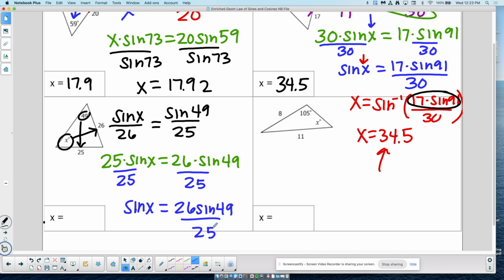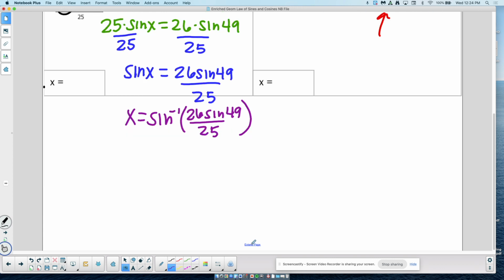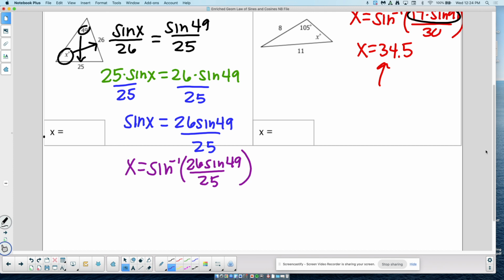Now you should be asking yourself, how do I get rid of sine? How do I find an angle measure? We always use the inverse. All over 25. All right, take your time typing that in. If you typed it in correctly, you should be getting, let me extend my page here, folks, 51.71. So we go to one decimal place, 51.7.